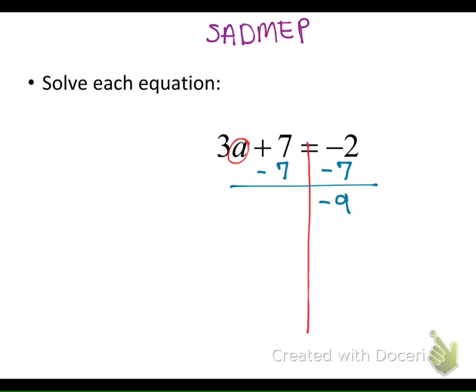You bring your 3a down. Then you bring your equal sign down on my line of equality. One more thing I want you to do. Show that the plus 7 and the negative 7 cancel each other out.